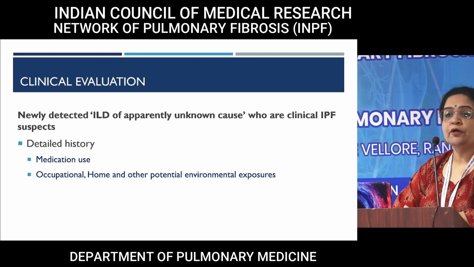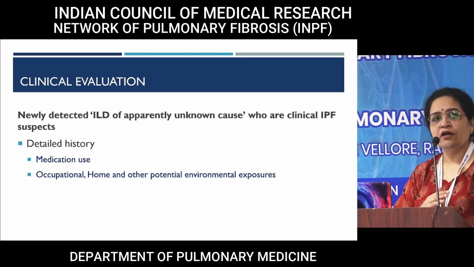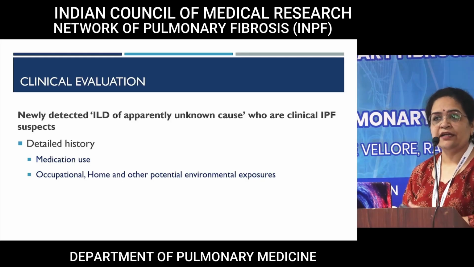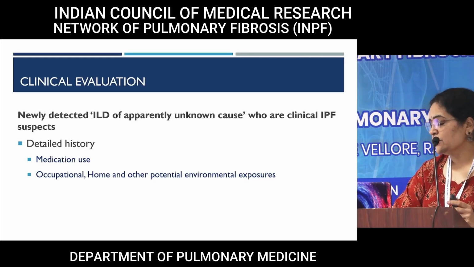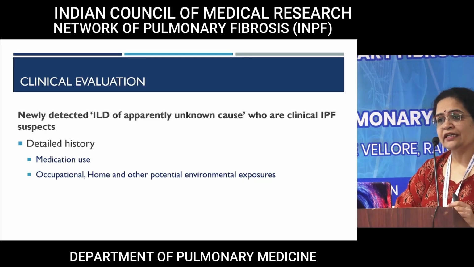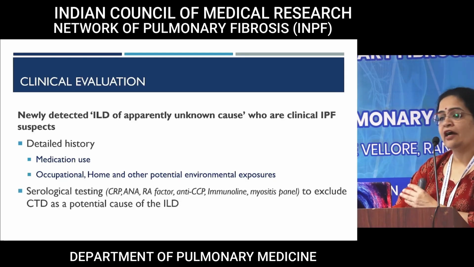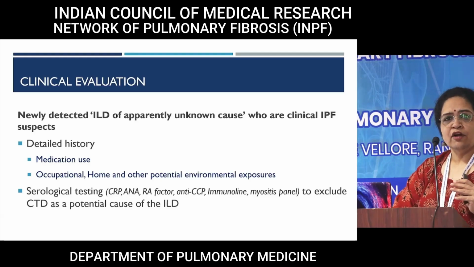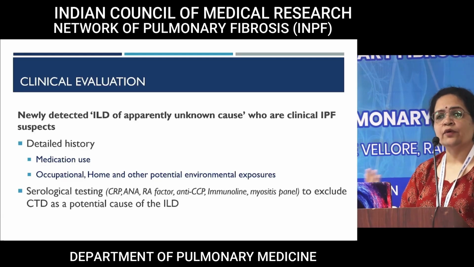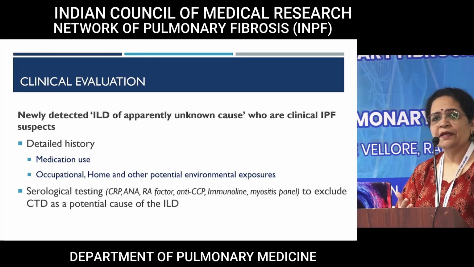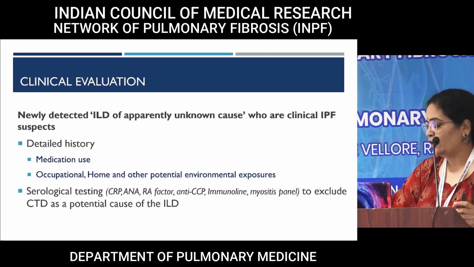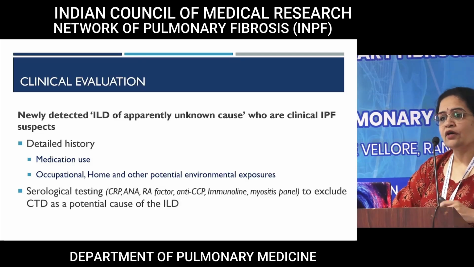Occupational, home and other potential exposures. It may not be only occupation and home. Somebody may be visiting a place often and get exposed there, so that also is important. Serological testing, the recommended ones are ANA, RA factor, anti-CCP, immunoline and myositis panel. These may not be available in all centers, so if you're working in a peripheral center and pick up an ILD, don't jump and start treatment. Maybe it's time to refer to a center where all this is done. You have to do all this before calling them IPF.